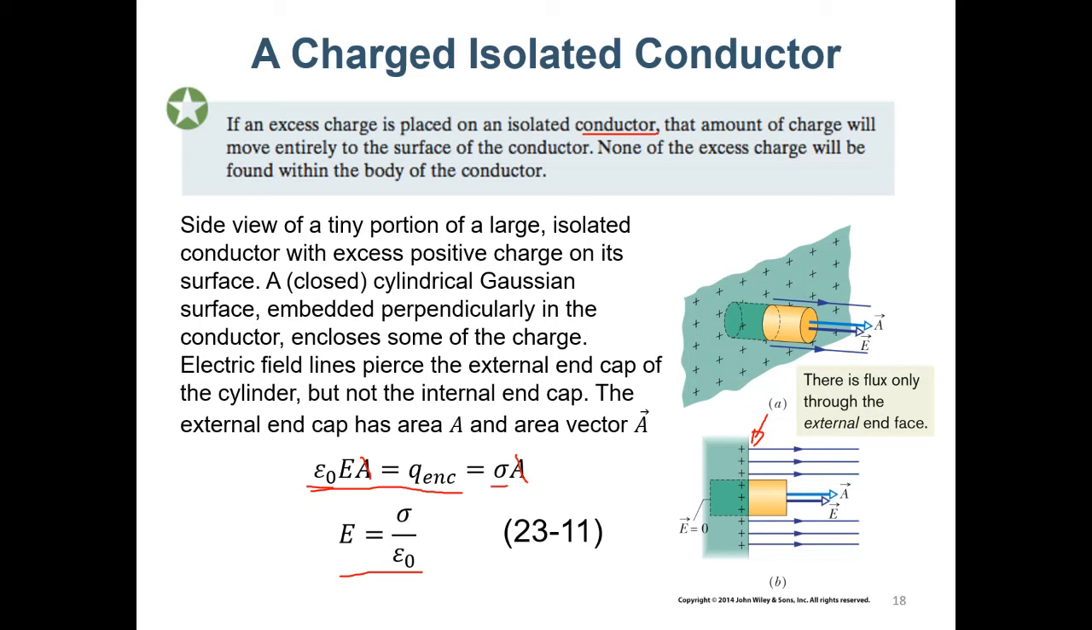The answer is no. For this case, we consider a conductor which has a thickness. So the charge here only generates the E field on this side. We don't really care about what is happening at that part. So here we have epsilon naught, sigma over epsilon naught. So we have E to be sigma over epsilon naught.